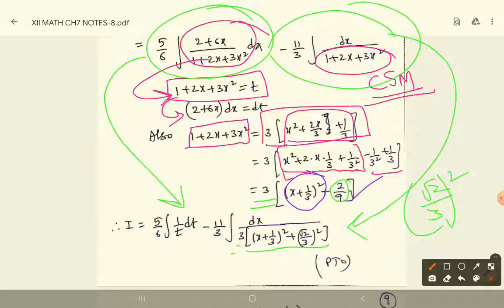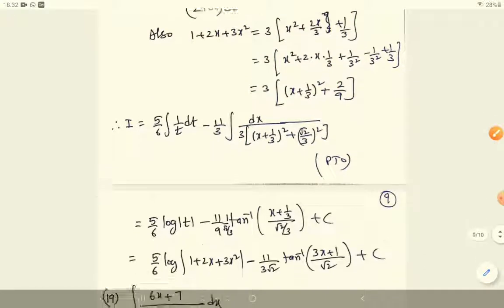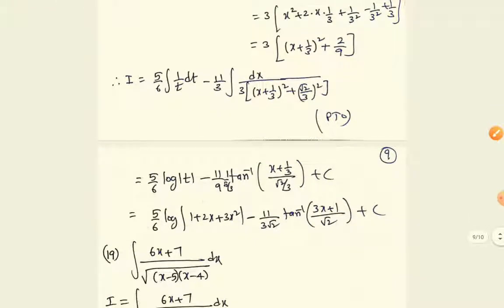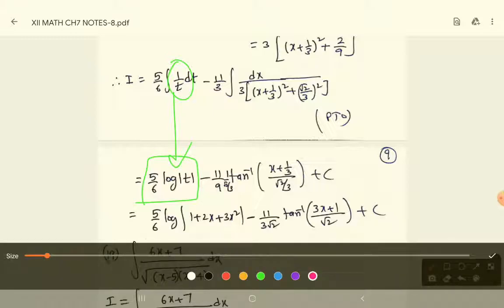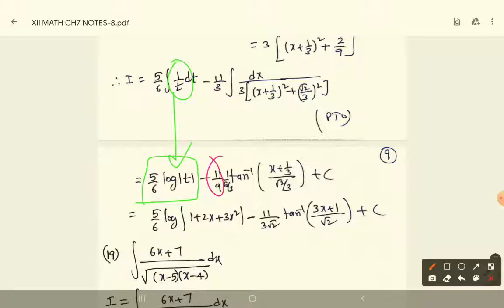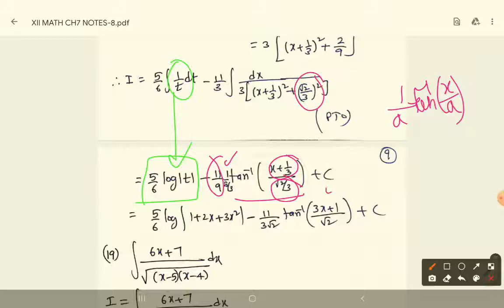So that I can apply the formula for 1 by x square plus a square, which gives tan inverse x by a. This 3 will be taken outside, and 11 by 9 I can write. Apply the formula, then finally you get the answer: 5 by 6 log mod t, because it is 1 by t integration. Again, this is 11 by 9 into 1 by root 2 by 3, because the formula is 1 by a tan inverse x by a: tan inverse of x plus 1 by 3 by root 2 by 3 plus c.